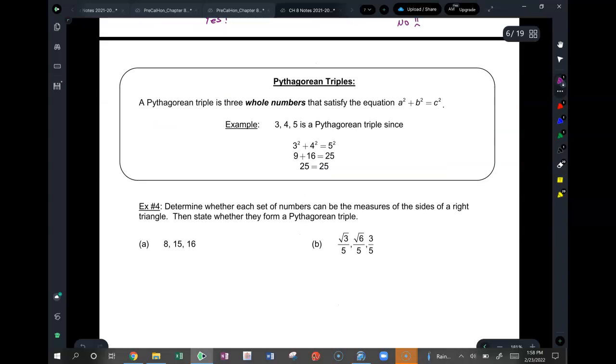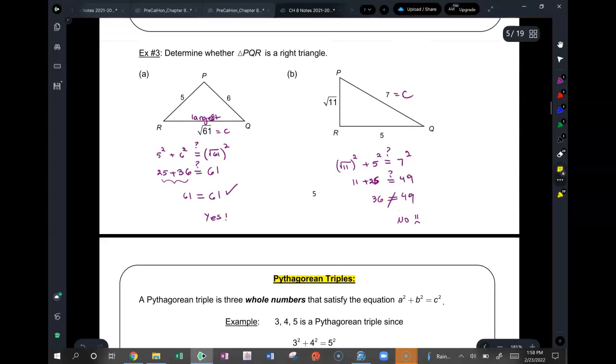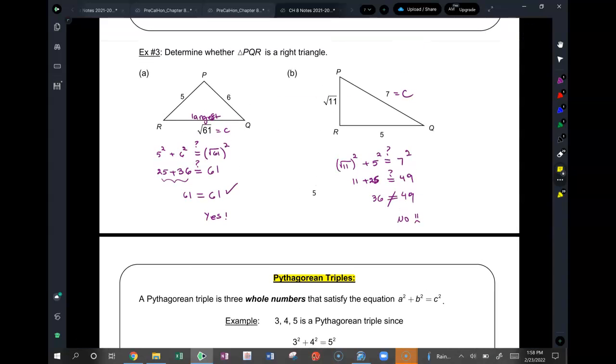I turned the page and, okay, Pythagorean triples. I love Pythagorean triples. That sounds so odd. A Pythagorean triple is a set of 3 whole numbers that make a right triangle. So for example, look at this. 5, 6, and root 61 made a right triangle, correct? So those 3 numbers satisfy the Pythagorean theorem. Are all 3 of those numbers whole numbers? No, so they're not Pythagorean triples.